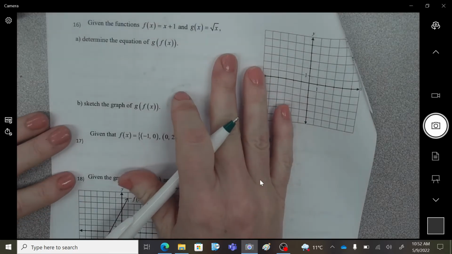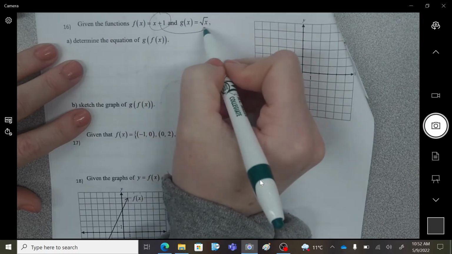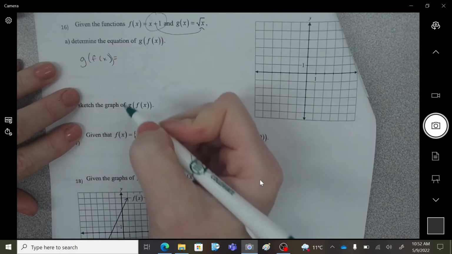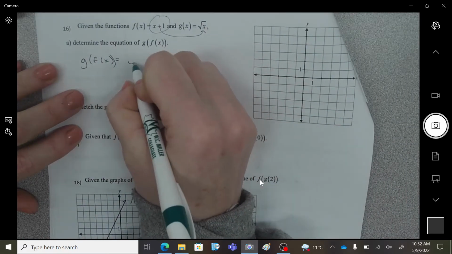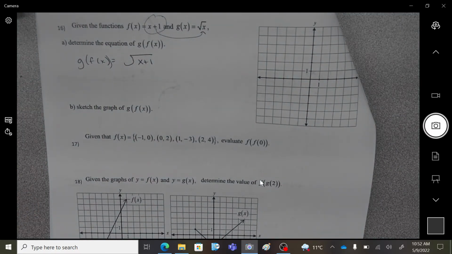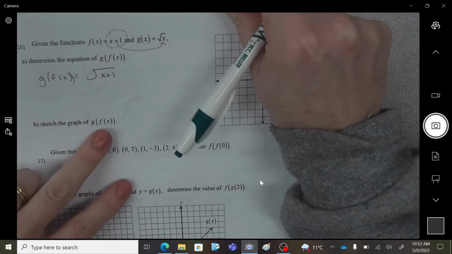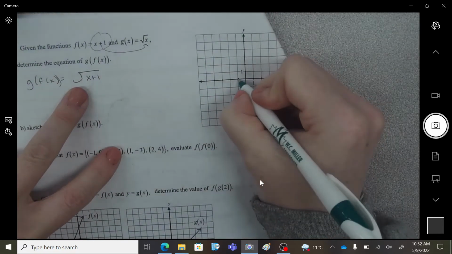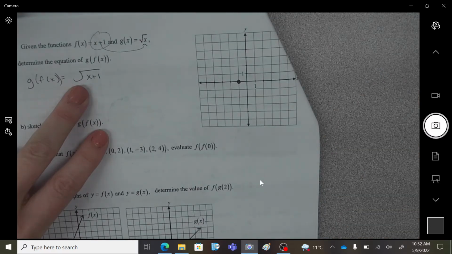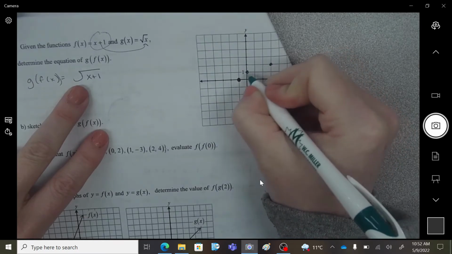Okay, given those two functions, determine g of f of x. So I'm going to put that into that. So I get the square root of x plus 1. And that's the equation. It says to graph this now. So that's a radical. So -1 is the shift of the starting point, and then I'm going to go 1, 1, 1, 2, 3, 4, 2.